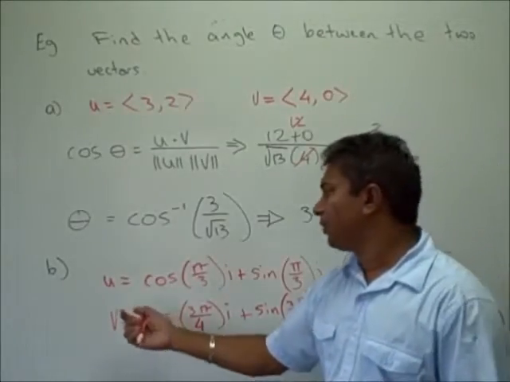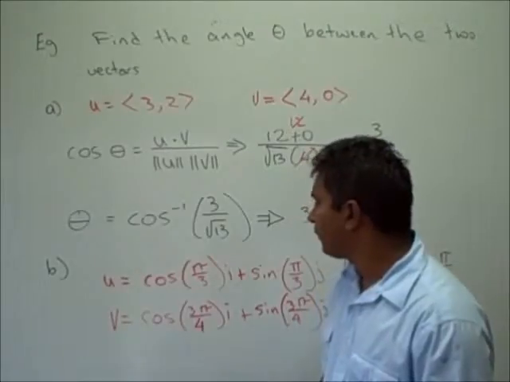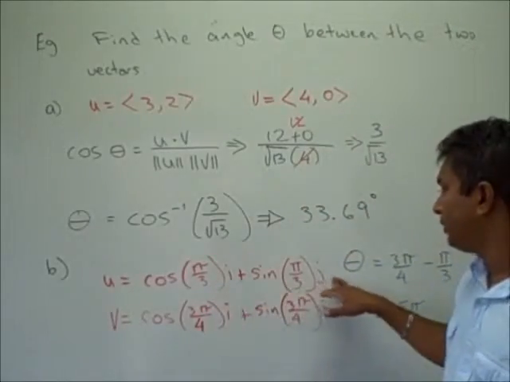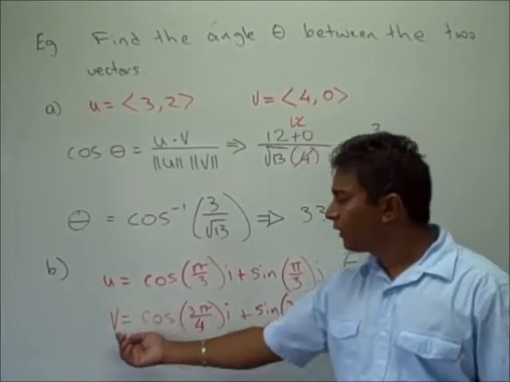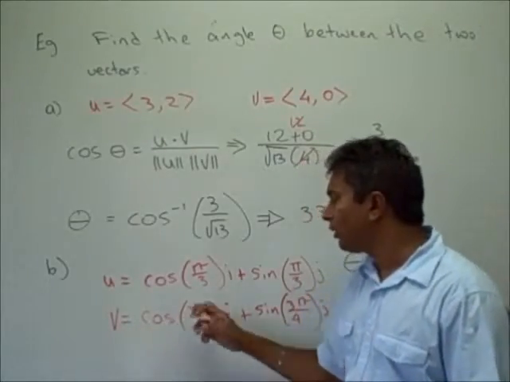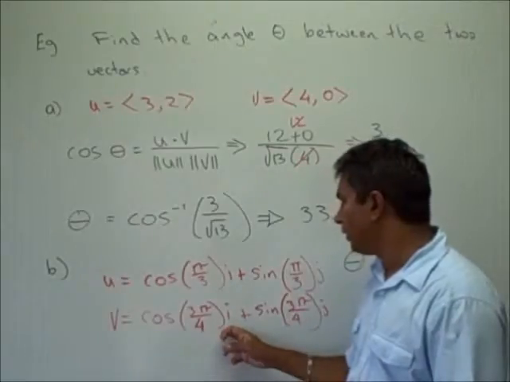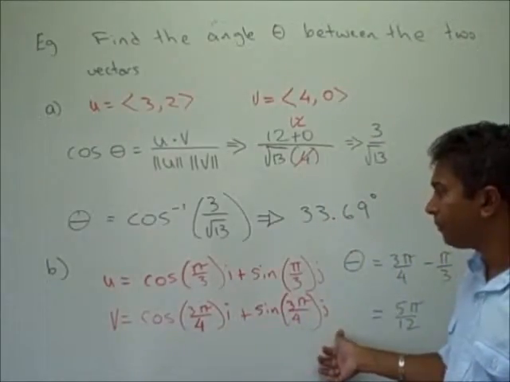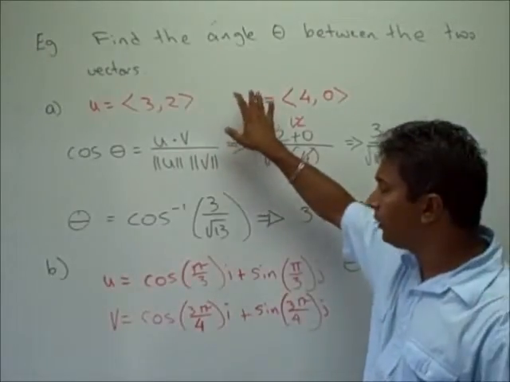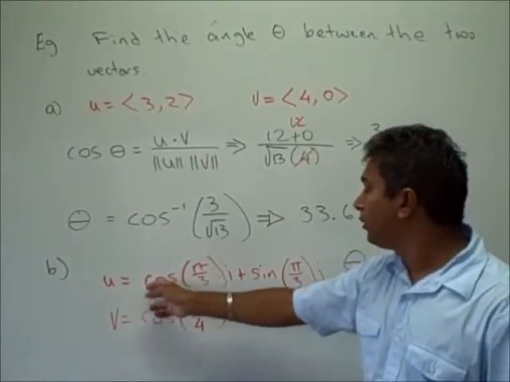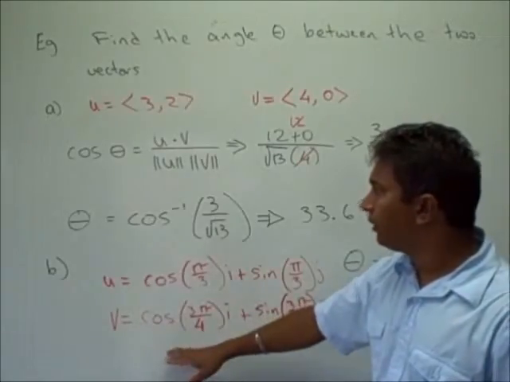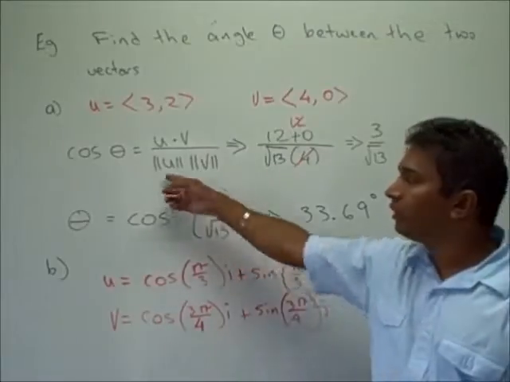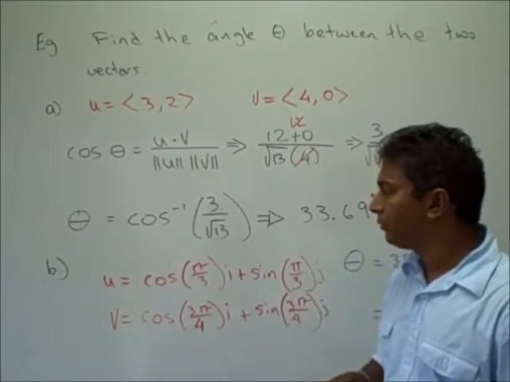Now in the second part, we're told that u is equal to the cosine of pi over 3 i plus the sine of pi over 3 j. We're also told that vector v is equal to the cosine of 3 pi over 4 i plus the sine of 3 pi over 4 j. Now we can do the same thing we did here by taking the dot product of u times v and then finding the magnitude of u and the magnitude of v and dividing by that.